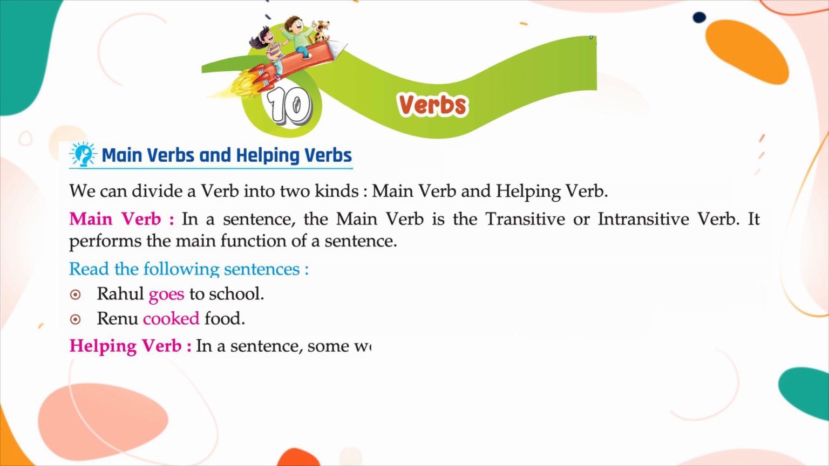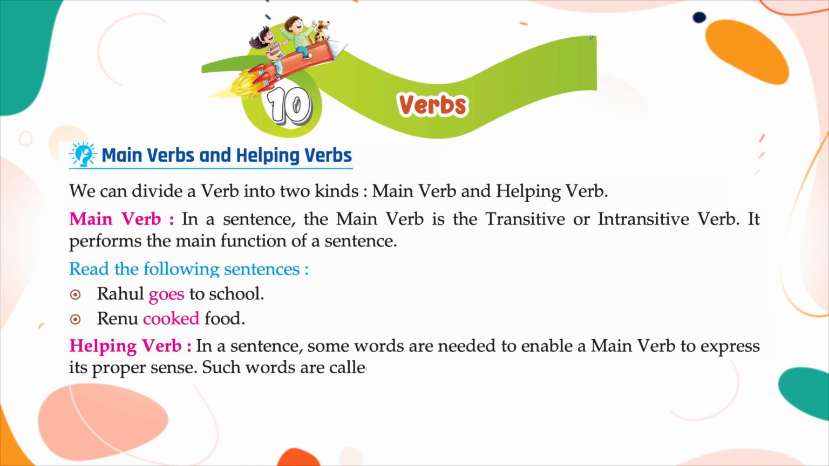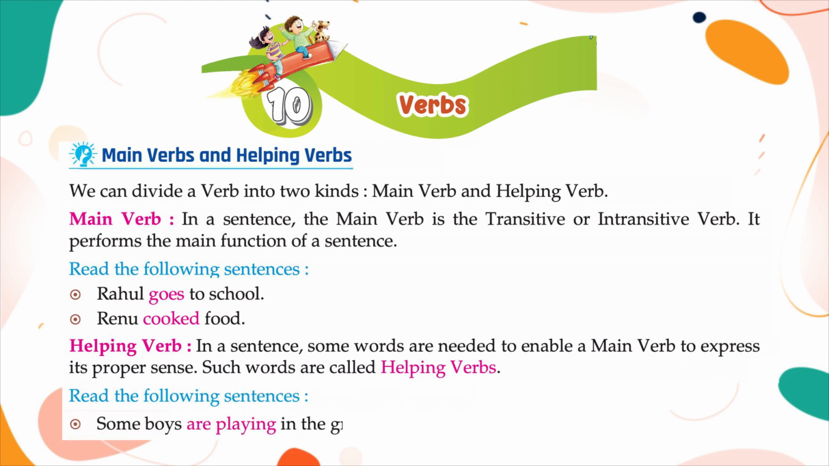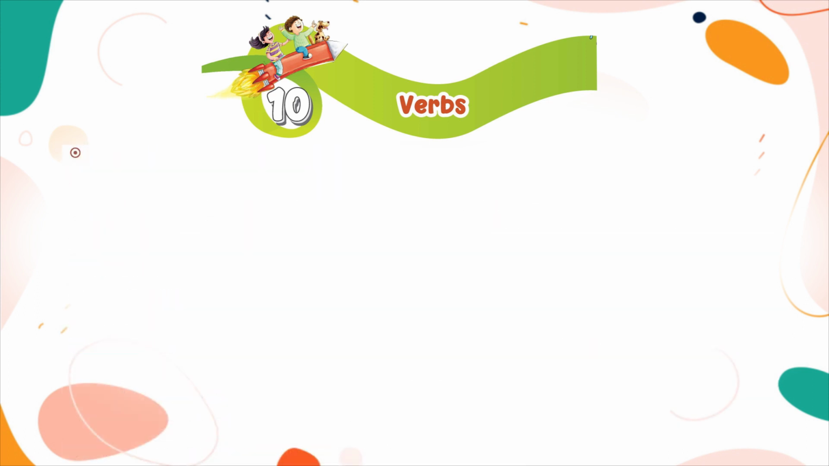In a sentence, some words are needed to enable a main verb to express its proper sense. Such words are called helping verbs. Read the following sentences. Some boys are playing in the ground. A woman has bought a bottle of milk. They will have eaten their food by now.